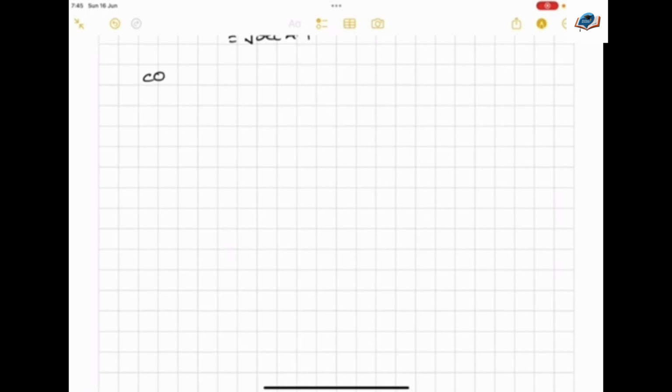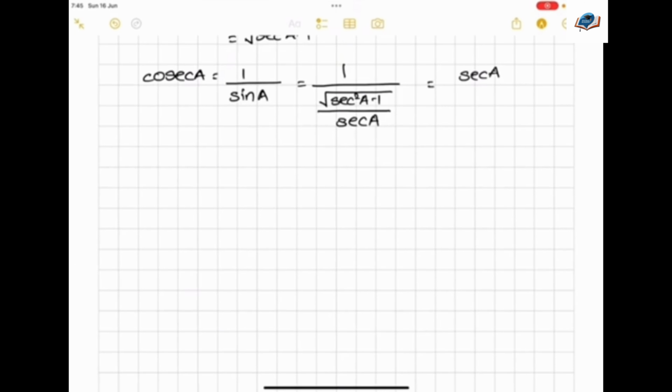Now cosec A equal to 1 upon sin A. Sin A we have already found, so that value I can directly keep: 1 upon root of sec square A minus 1 whole upon sec A. So that will be equal to sec A upon root of sec square A minus 1. Now cot A equal to 1 upon tan A. So tan A we have already found. So 1 upon root of sec square A minus 1.